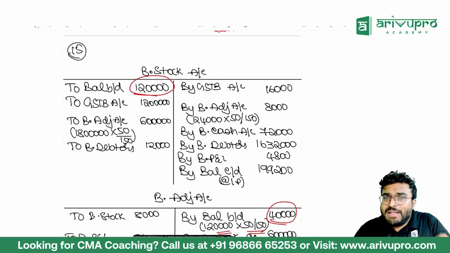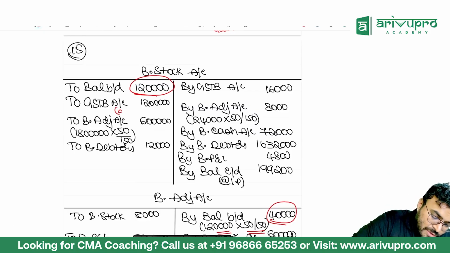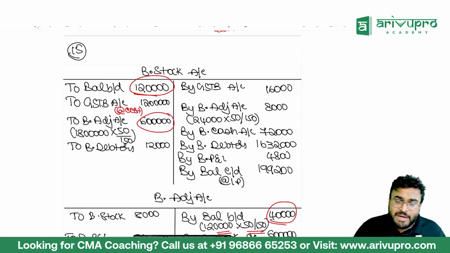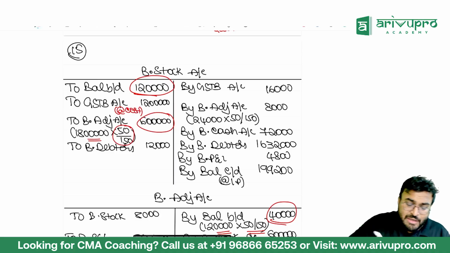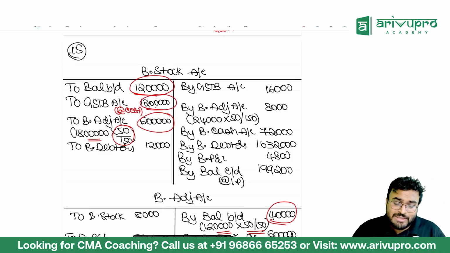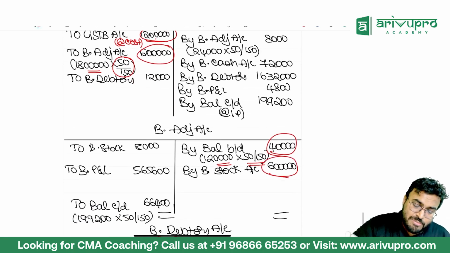To goods sent to branch, only the cost. This will be at cost. And profit you have to put it to branch adjustment account. How will you find the profit? 18 lakh into 50 by 150, 6 lakhs. Okay, this is 12 lakhs. Now the 6 lakhs will be there in branch adjustment account also.